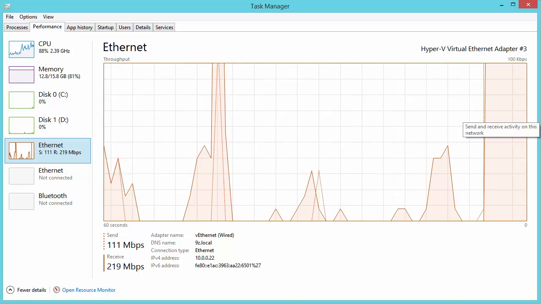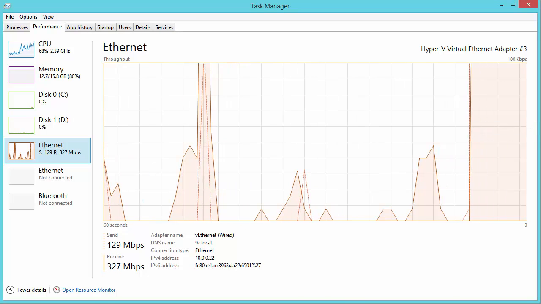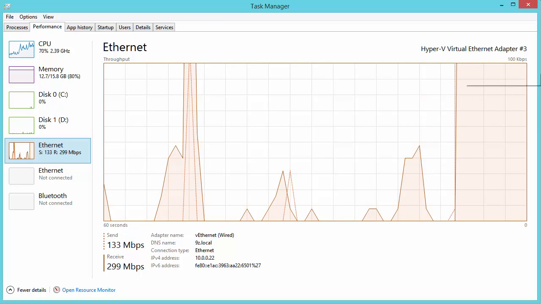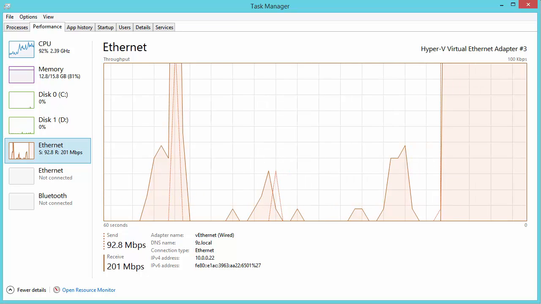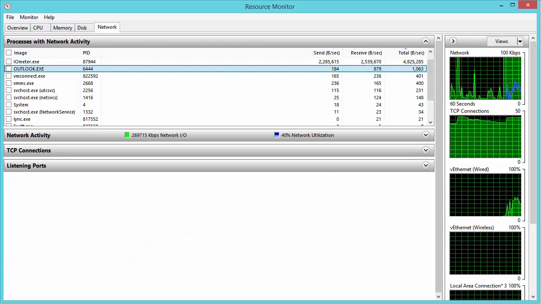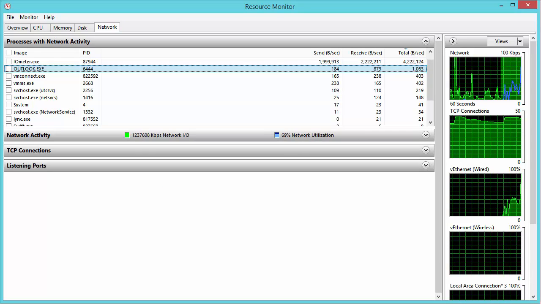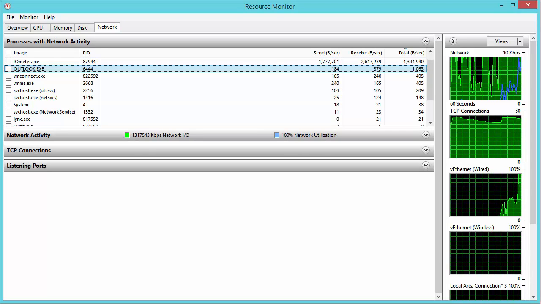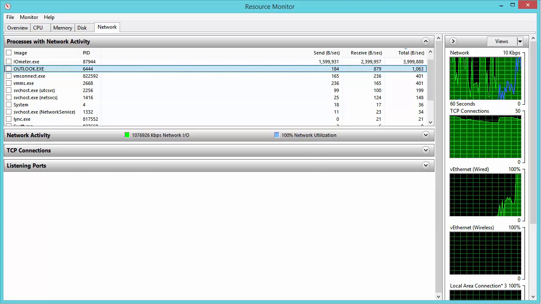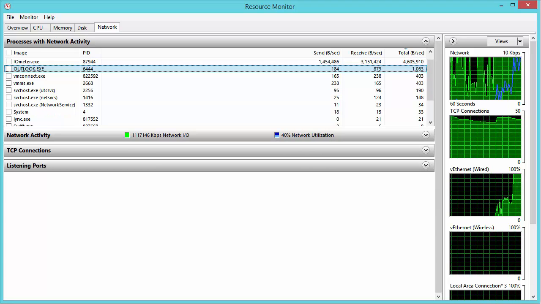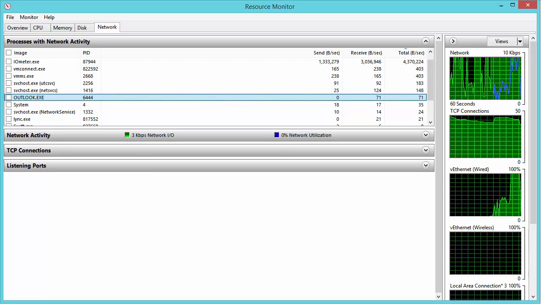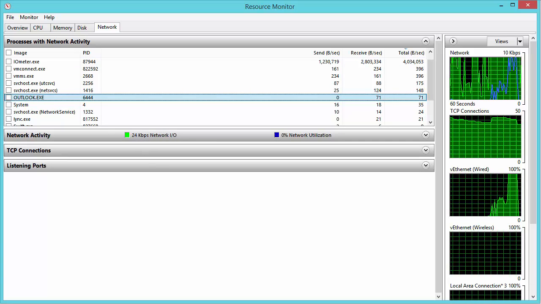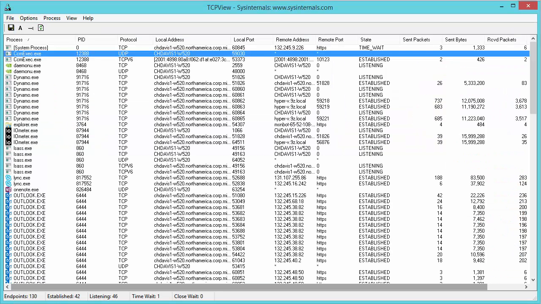We should see the graph rescale itself. So it was at 100 kilobits per second, and that should jump up. Also on Resource Monitor, we should see the TCP connections and the network bandwidth start to jet up as well. Here you can see we've now scaled to 10 kilobits per second, and we'll see that go up a little bit higher, and we'll see some activity as the report finishes off.